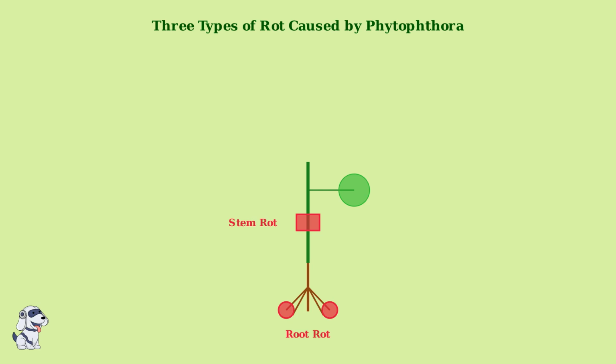These lesions can girdle the stem and cause the entire plant to collapse. Fruit rot manifests as water-soaked lesions on the fruit surface. These lesions start small, but can rapidly expand, making the fruit unmarketable and potentially spreading to other fruits.